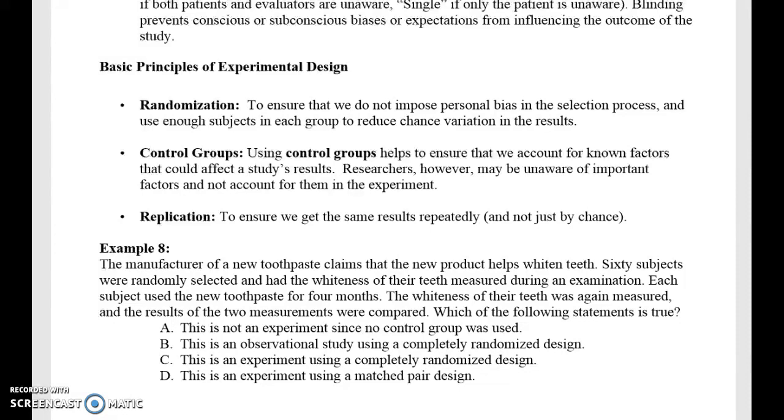Alrighty, down here in example 8, we have a multiple choice. In this study, this experiment actually, we are looking at the effects of a toothpaste. It says that 60 subjects had their teeth whiteness measured, and then they were told to use the toothpaste. But we never had a group that did not use the toothpaste. So option A is our answer here.